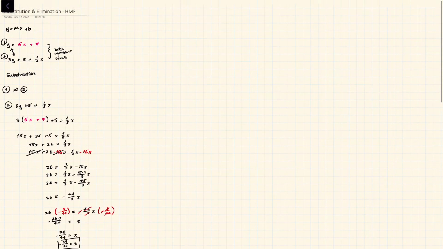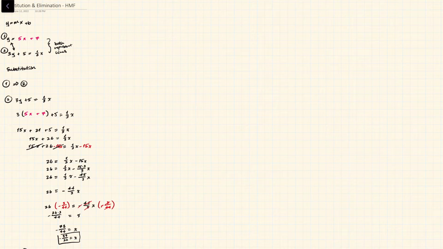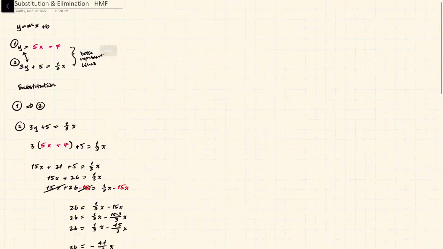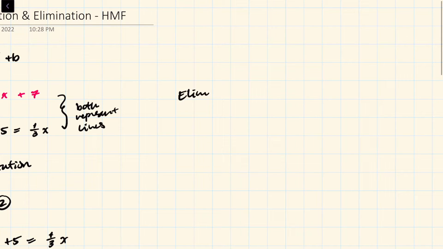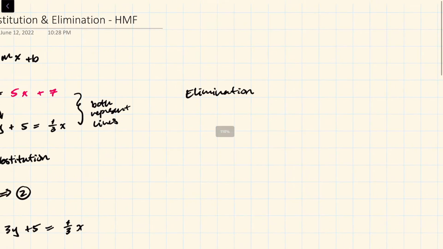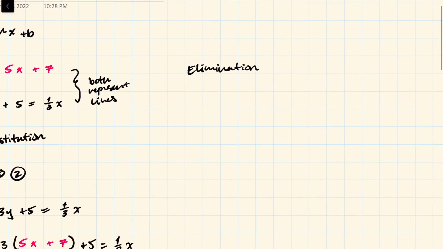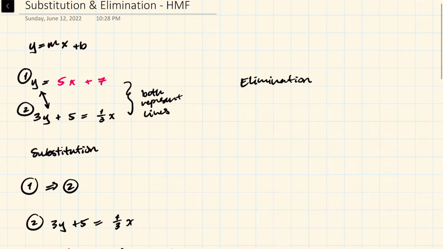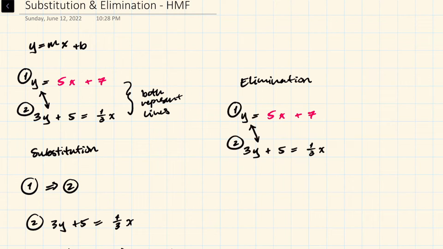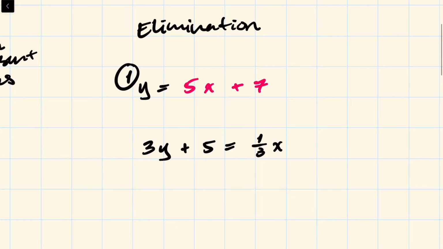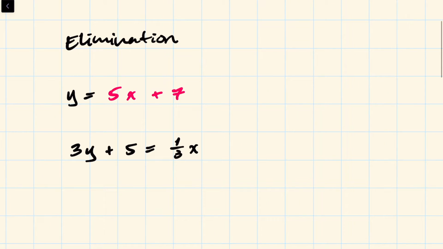So we're going to try another way of doing the same problem now. It's going to be elimination. Right, because it's substitution and elimination we're doing. So we're going to copy these two here. And essentially what we're going to do is we're going to either subtract or add these equations together in a way, right?